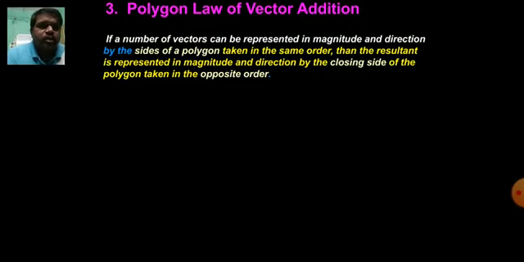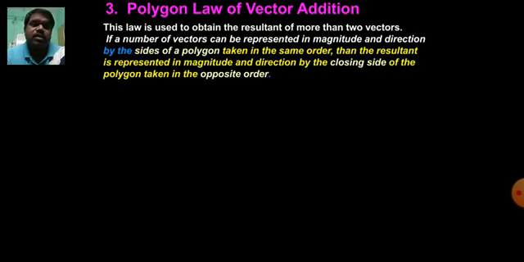That, taken in the same order, then the resultant is represented in magnitude and direction by the closing side of the polygon taken in the opposite order. Suppose you have made a polygon having more than 3 or 4 sides. So the side which closes the polygon, that is the last side, taken in the opposite order, will give the resultant of all the vectors.